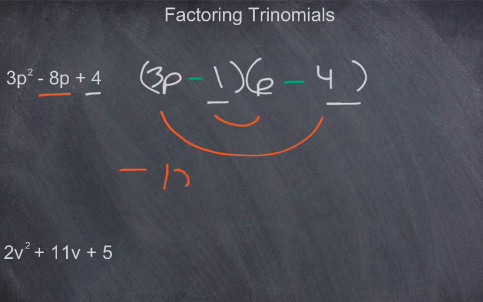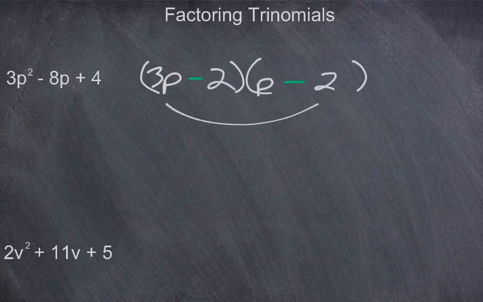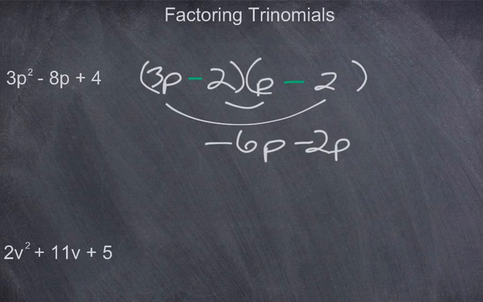In this case, the outer gives me a negative 12p. The inner one gives me a negative 1p, which is not negative 8p. So I have to try a different combination. I can switch the 4 and 1, or I can try the 2 and 2. If I put a 2 and a 2 here, when I do the outer, that gives me negative 6p. The inner, negative 2p, which makes negative 8p. So I know that this is the correct parentheses when I factor.